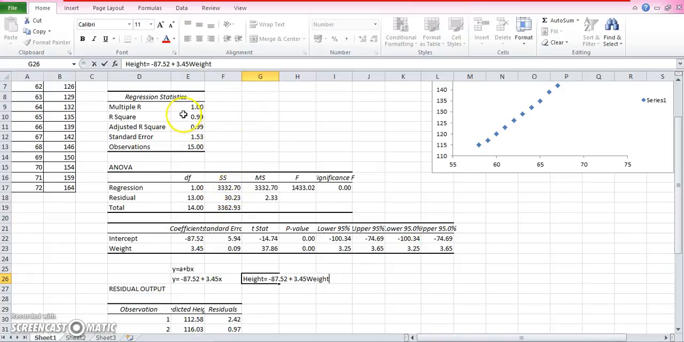For this R square, how we get this value is from the division of the sum of squares of regression and the sum of squares of total. We will divide this by this. So 2332.70 divided by 2362.93, we get this value 0.99, which is the value of R square.